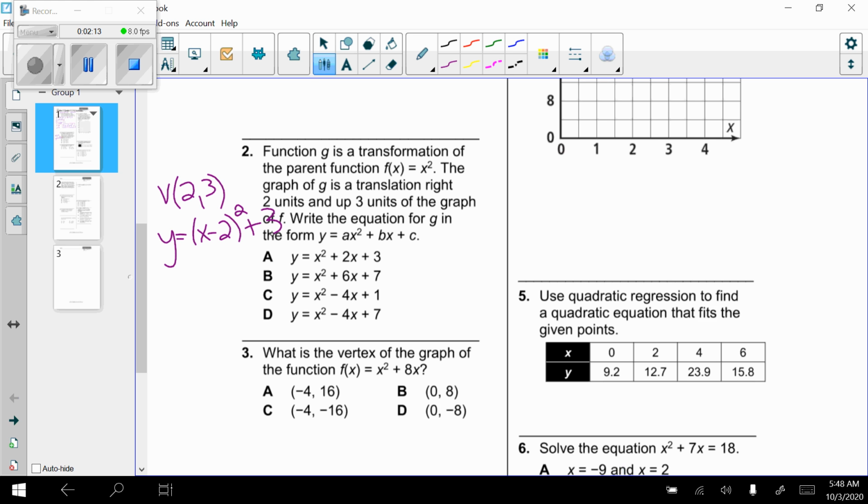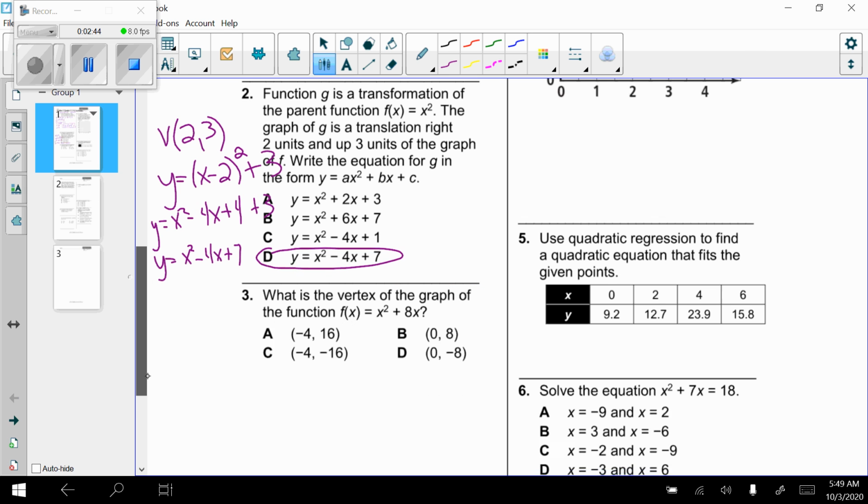So I need to do (x minus 2) squared. So I get y equals, remember this is where I'm going to do my shortcut, the first term squared, x squared. Multiply the 2 together and double it. So -2 times x is -2x, doubled -4x. And then the last term squared, -2 squared is plus 4. And then I had that plus 3 on the outside. So now I just combine like terms. y equals x squared minus 4x plus 7. So that is D.